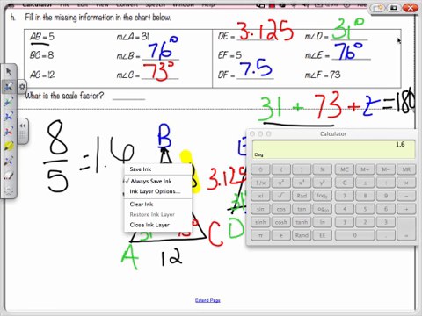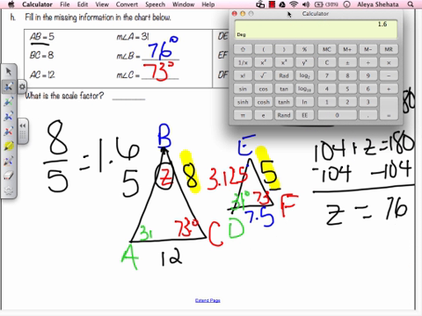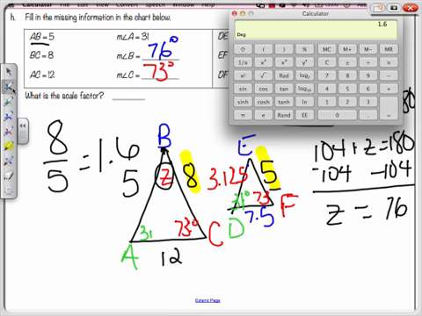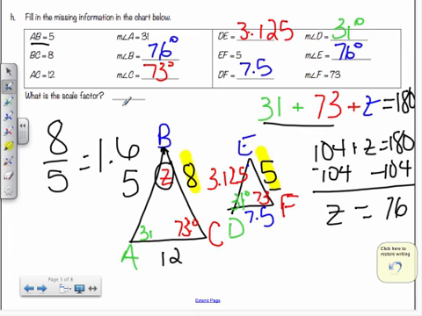But I can also take any pair of sides and divide them and see what I get. So if I take this side of 5 divided by 3.125, I get 1.6. And then if I take the 12 and divide it by 7.5, I also get 1.6. So that means that my scale factor is consistently going to be, sorry about that, 1.6. So this right here, my answer right here is 1.6.